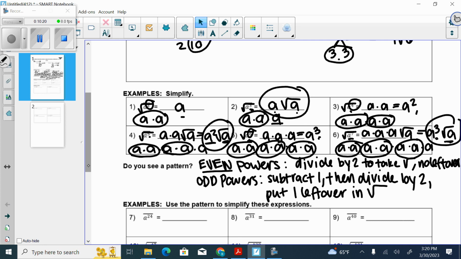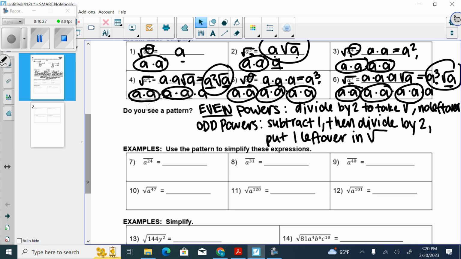Okay, so let's give that rule a try. So that way we don't have to write out all the A's and circle all the pairs. Okay, so on number 7, I'm taking the square root of A to the 24th. Is 24 even or odd? Even. Okay, so 24 is even. So for even, we said we're going to do what to the exponent? Divide by 2. All right, so what is 24 divided by 2? 12. So I'm going to have A to the 12th. That's all I got to do.